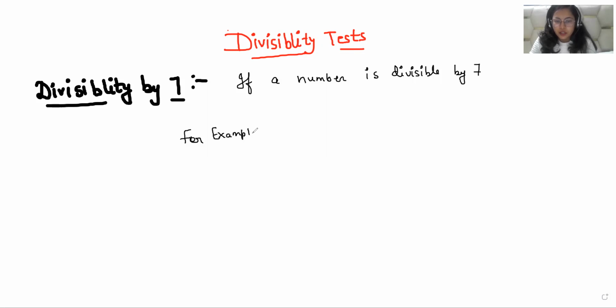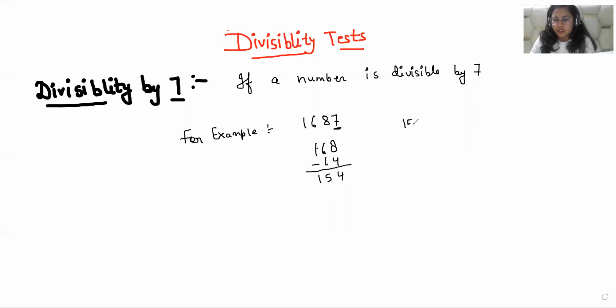For example, you take the number 1687 and you have to check whether the number is divisible by 7 or not. What you have to do, just make the unit digit double. So 7 multiplied by 2 is 14. Subtract it from the rest of the digits. And you have to repeat this till you get your number in the tens digit or in the ones digit. So 8 minus 4 is 4, 6 minus 1 is 5, and 1.